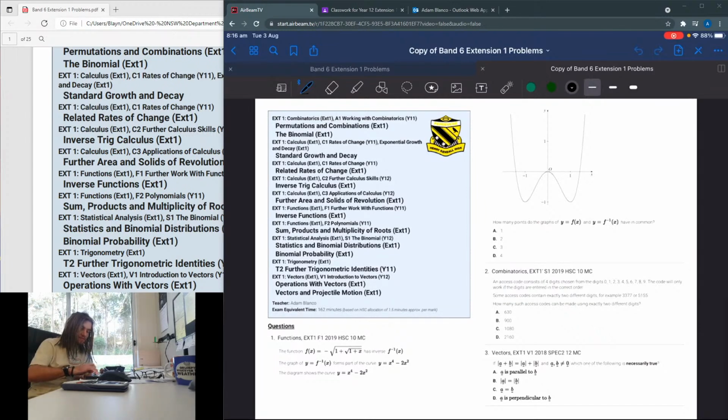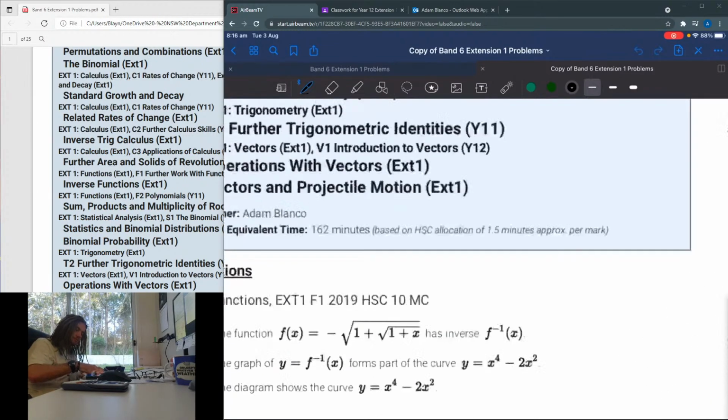I don't know if you've seen these before, but do you want to try and guess them first? Perhaps. I don't know. I guess I'll just read through them.